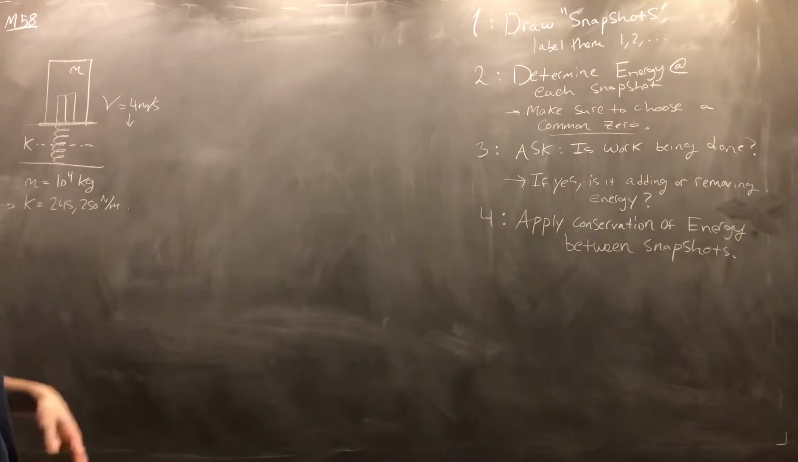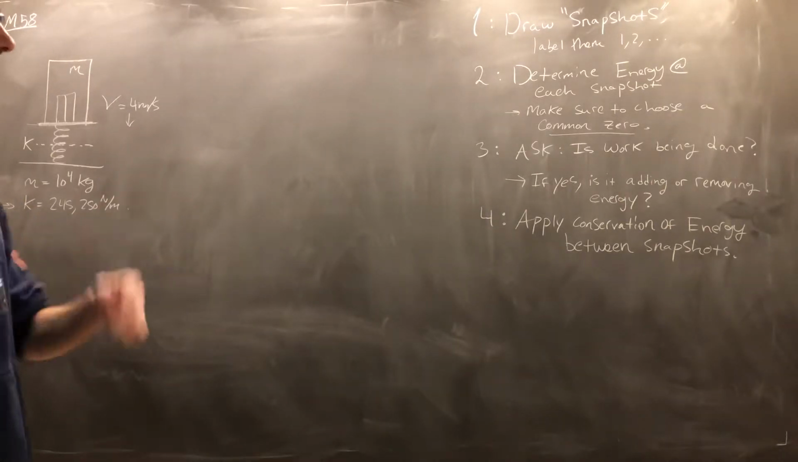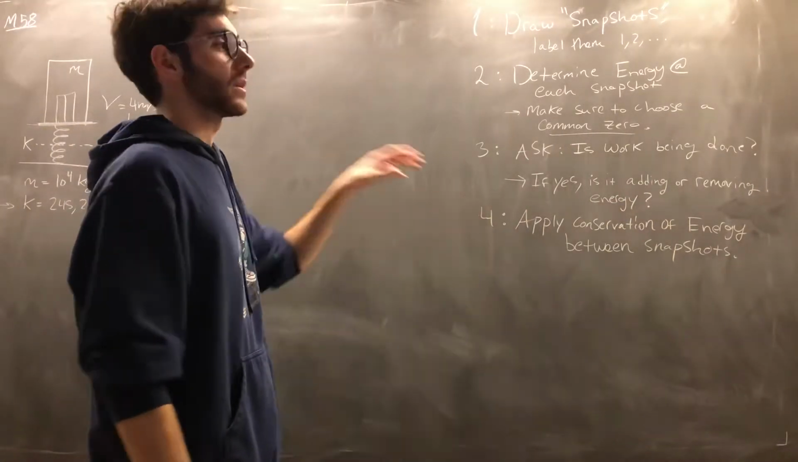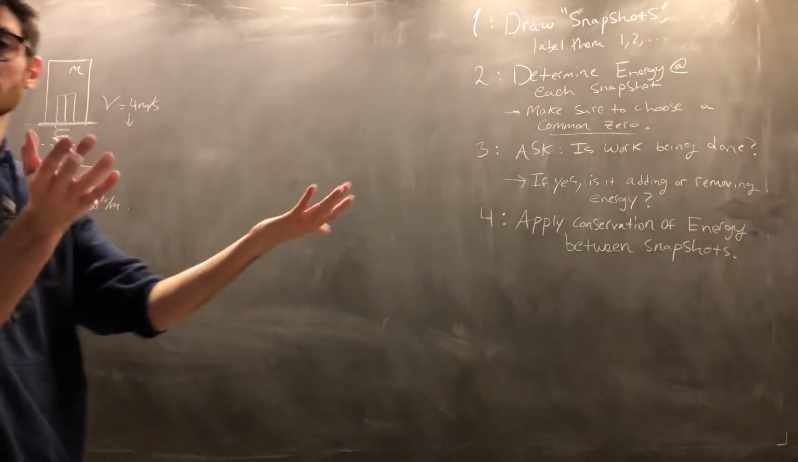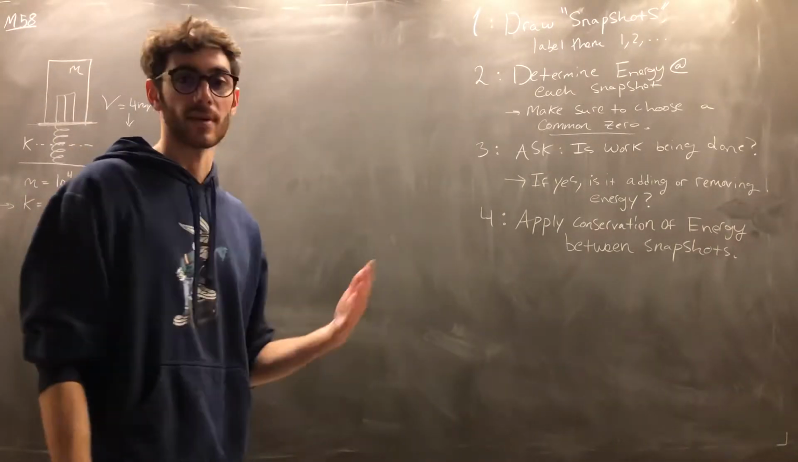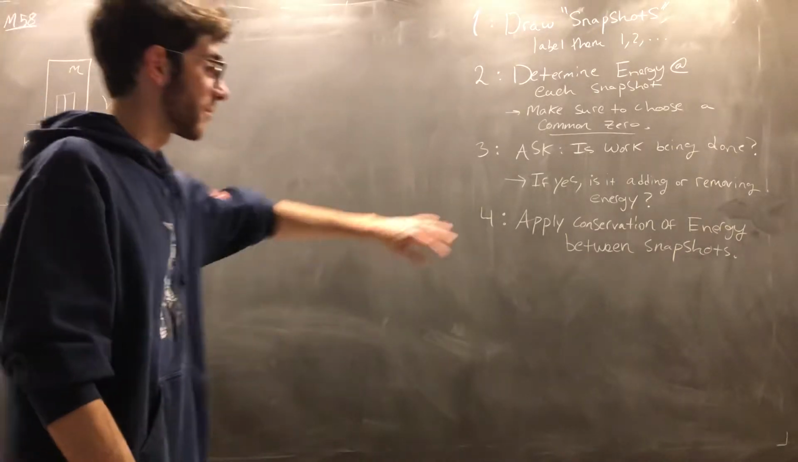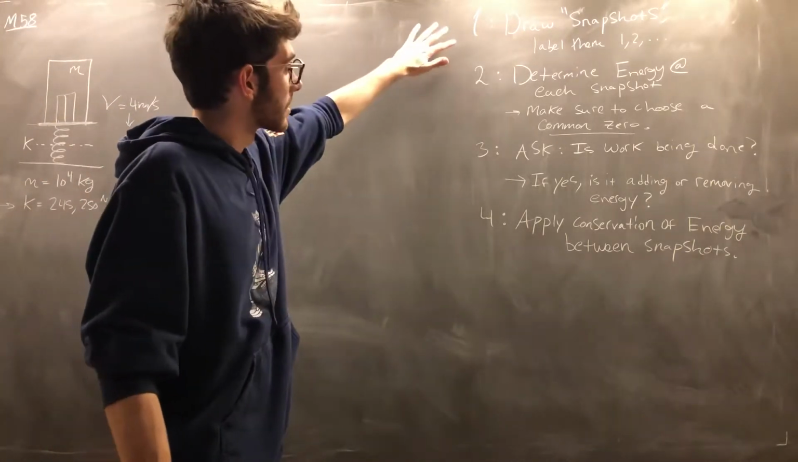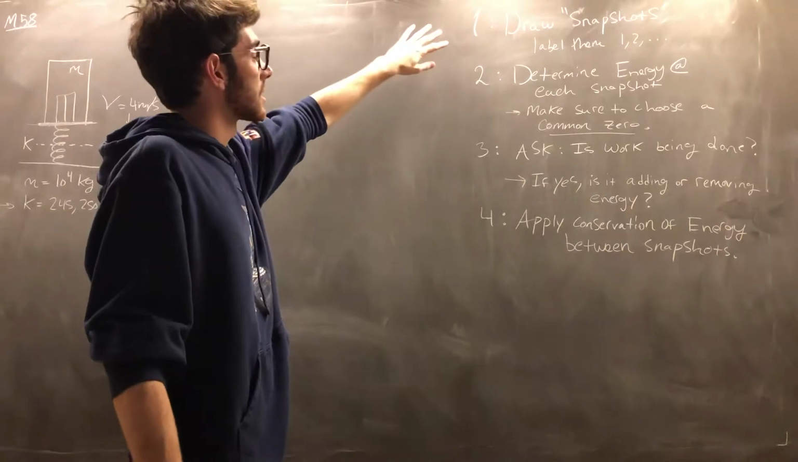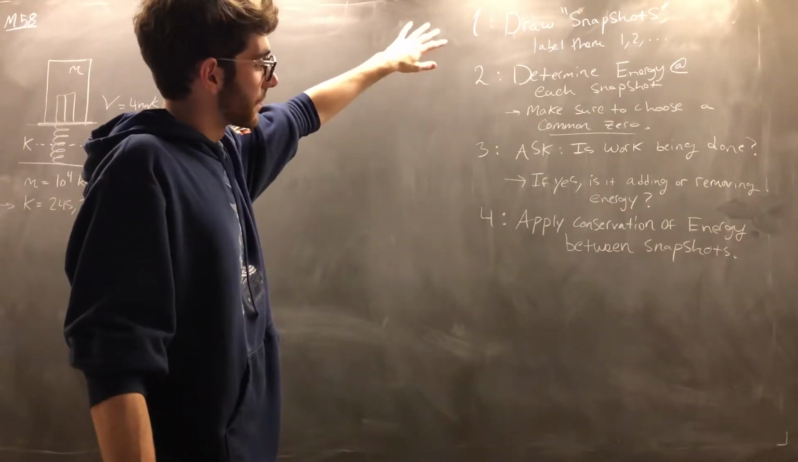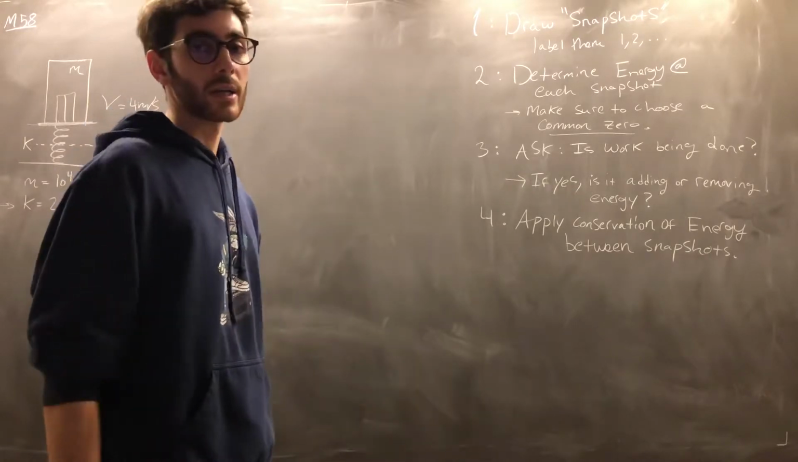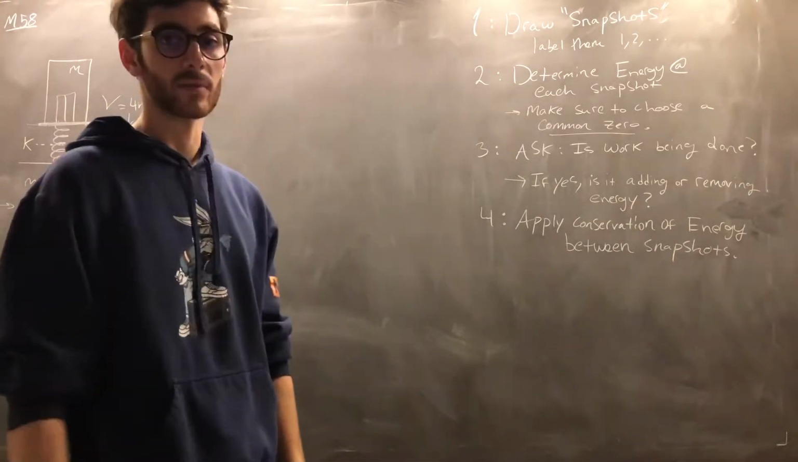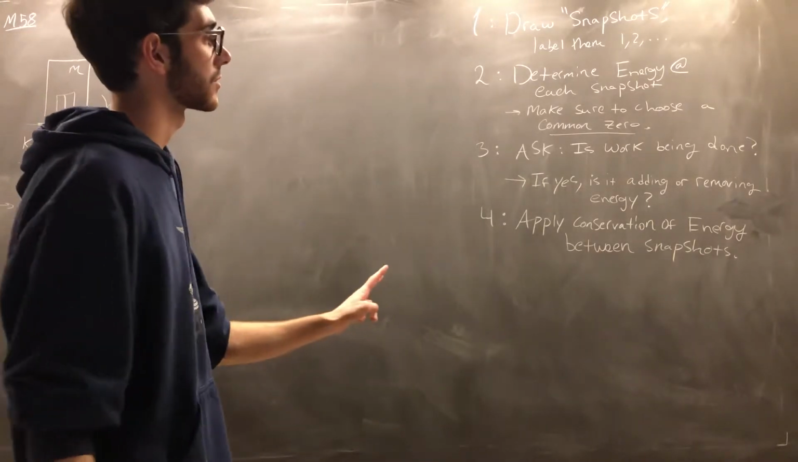The whole point of that is that at the end we'll be able to apply conservation of energy between the two frames, which will give us an equation that we can solve for whatever parameters the question's asking for. But before we can do that, we draw pictures of the system and we label them 1, 2. Maybe there are more in more difficult problems, but in this problem there are just two snapshots we're interested in.